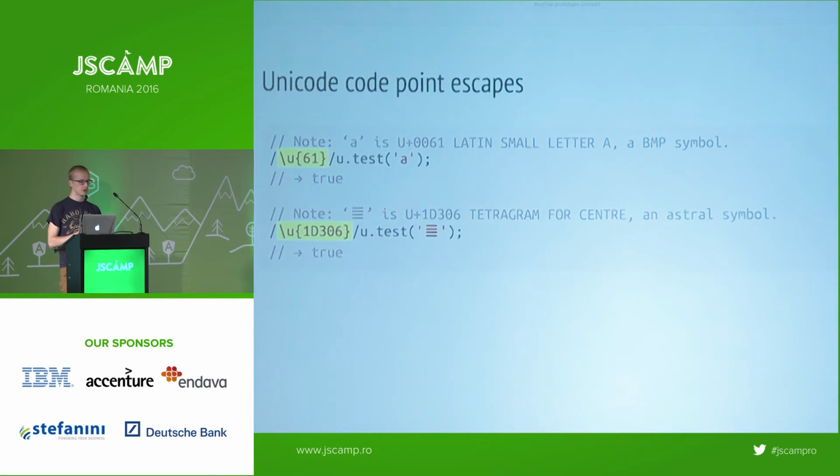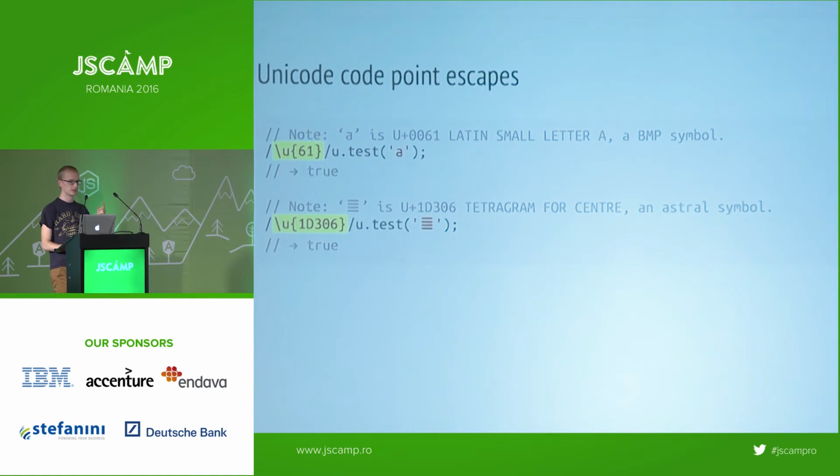Now, adding the new U flag to a regular expression unlocks a new syntax called Unicode code point escapes. It starts with a backslash followed by u, followed by braces. And between those braces, you can use any amount of hexadecimal digits that you want. And of course, you only need 6 to represent any Unicode code point whatsoever. So this gives you a really easy way to represent any Unicode symbol by just referring to the Unicode code point without having to use the symbol itself. Now, these escape sequences are available in string and template literals as well, but if you want to use them in regular expressions, you have to opt into this new functionality by using the U flag.